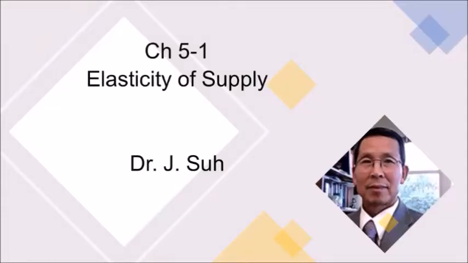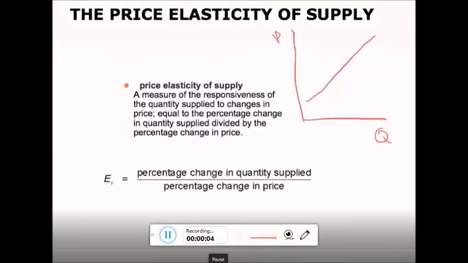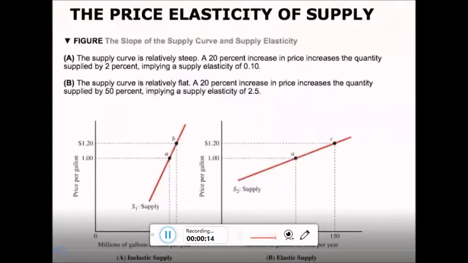Now let's look at the other side of a market and talk about the price elasticity of supply. We know that when we look at a supply curve, it's upward sloping. So when we look at the relationship between price and quantity supplied, the law of supply says it's going to be a positive number. But the elasticity of supply looks at the percentage change in the quantity supplied for a percentage change in price. So it's a measure of the responsiveness of the quantity supplied to changes in price.